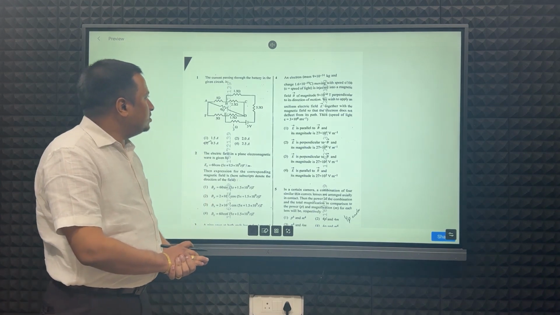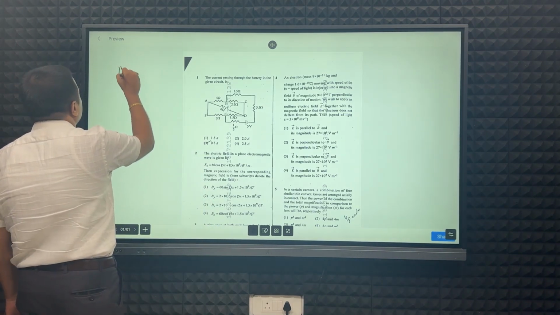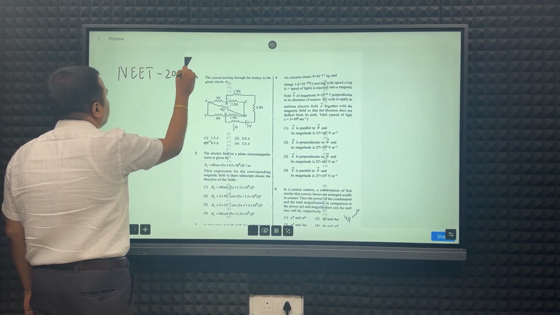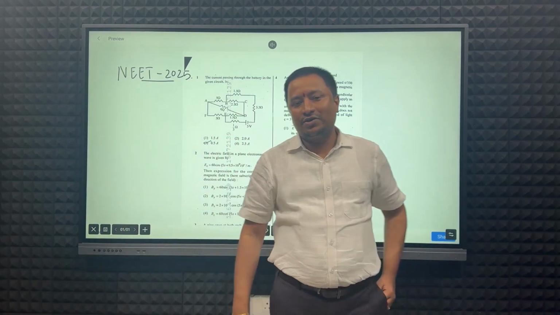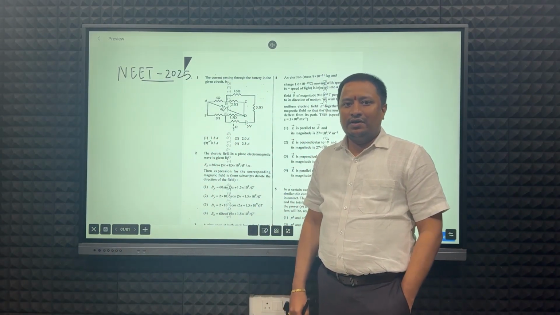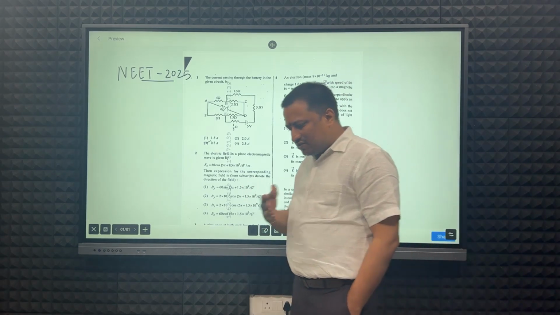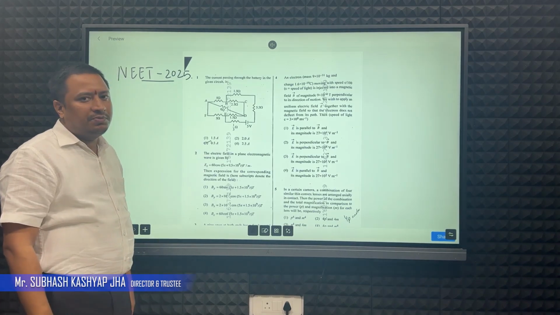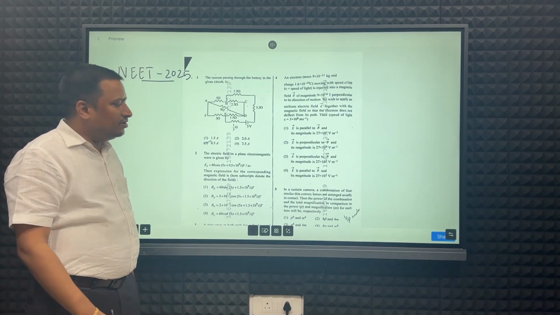Today we are going to discuss the NEET 2025 question paper. The paper used to come like this during 2016-17, pre-COVID time. During the last few years, the paper used to be very easy, but this is the better version of the paper. I feel appreciative, because this is how the paper should be.